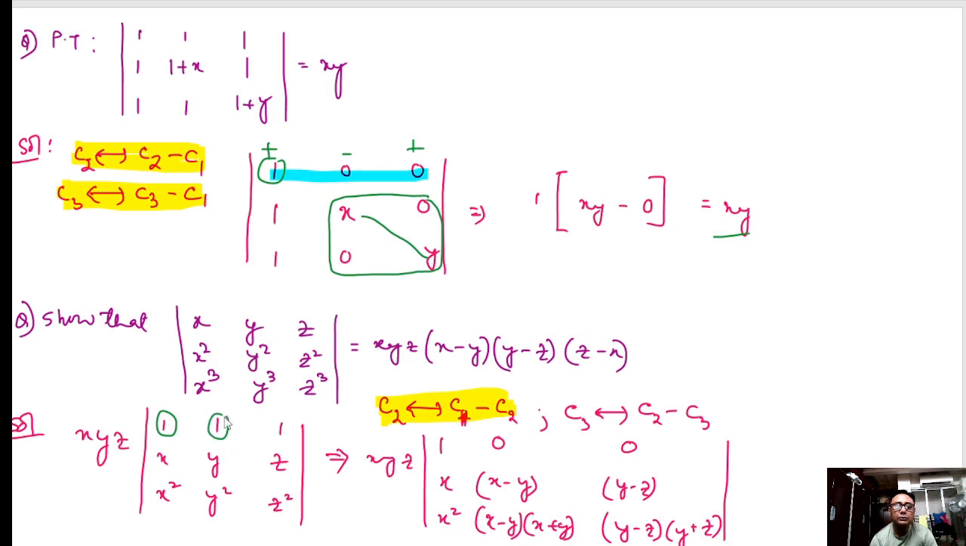C1 minus C2, which is 0, and put it in C2. Similarly, C1 minus C2, which is x minus y, and put it in C2. Again, C1 minus C2, which is this, and put it in C2.